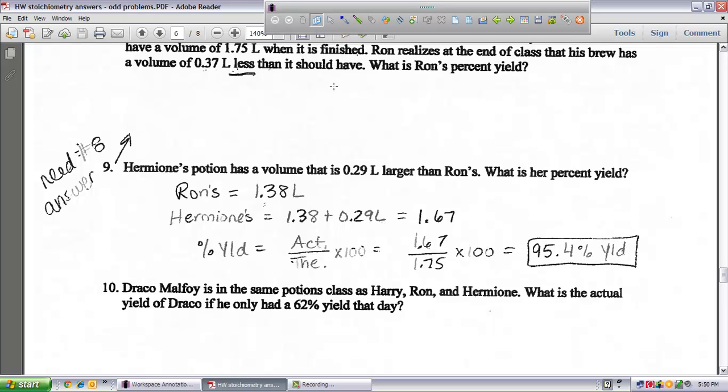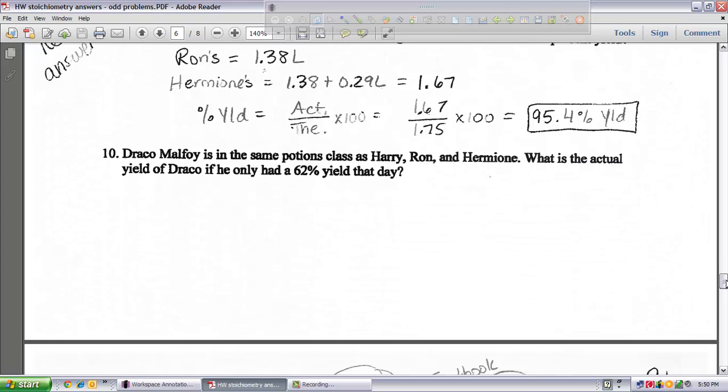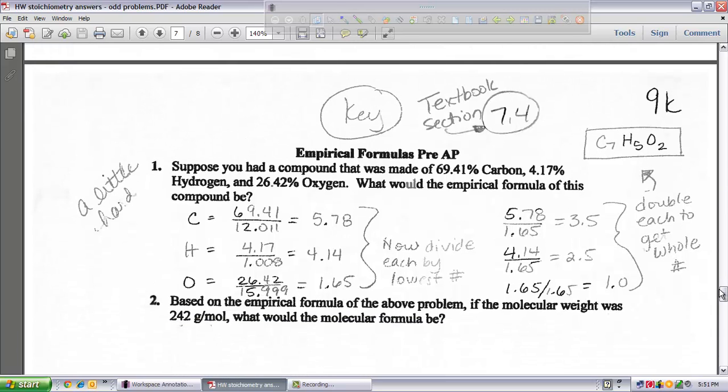Okay, so moving along, sometimes you would need information from the question above. For example, on this one, it talked about he has a volume of 1.37 liters less than it should have. Again, you would have to take 1.75 minus 0.37, you would get 1.38 liters. So his real yield is 1.38 divided by 1.75 times 100. And you end up getting 78.9% for that one.